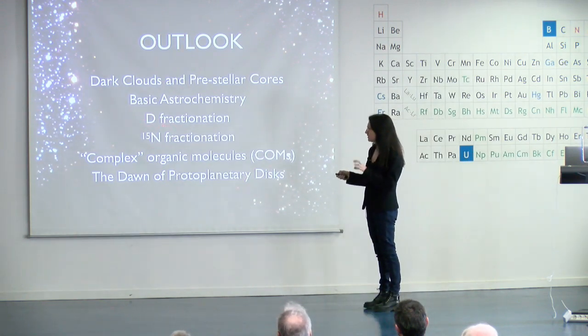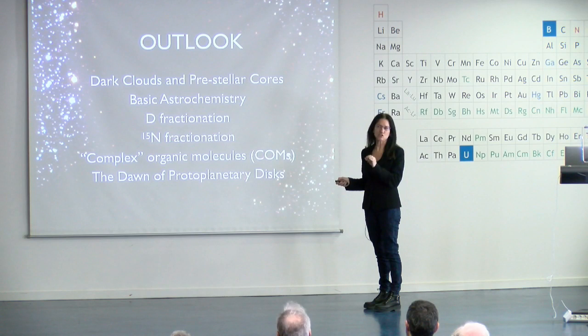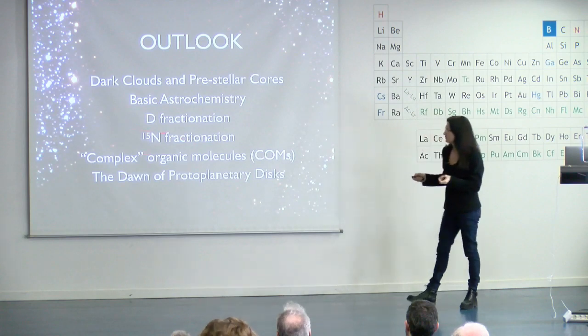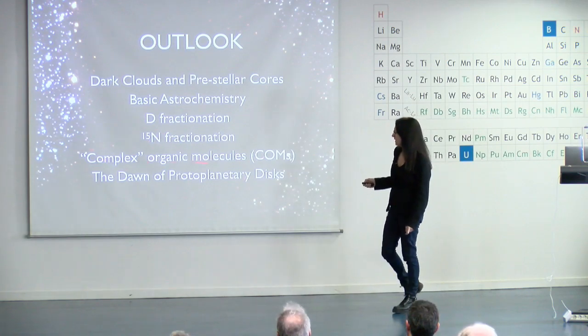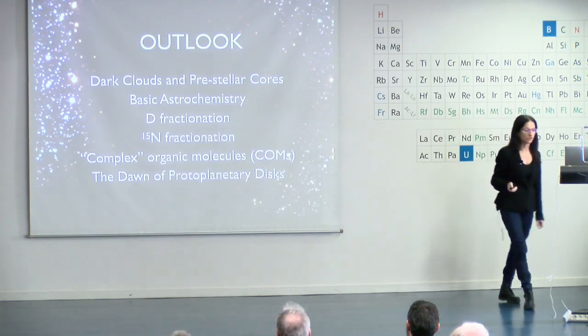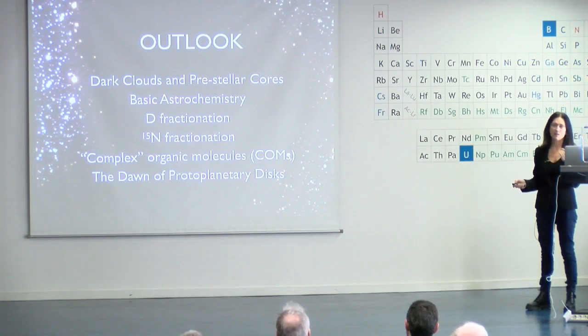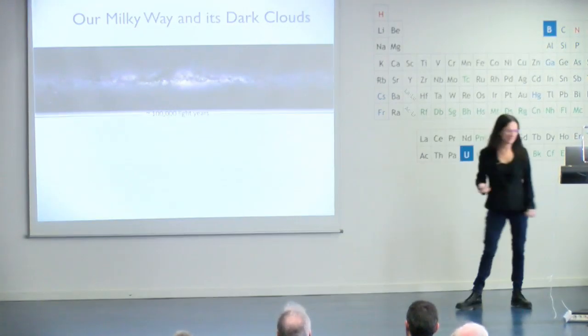And then I will just say a little bit about the fractionation, so the enhancement of deuterium in molecular material, and also the enhancement in 15N, which is actually a signature of this pristine material that is also present in our solar system today, that links to what we see in the early phases of star formation. Something about complex organic molecules, and finally the formation of protoplanetary disks in our view, because of course there are also other views.